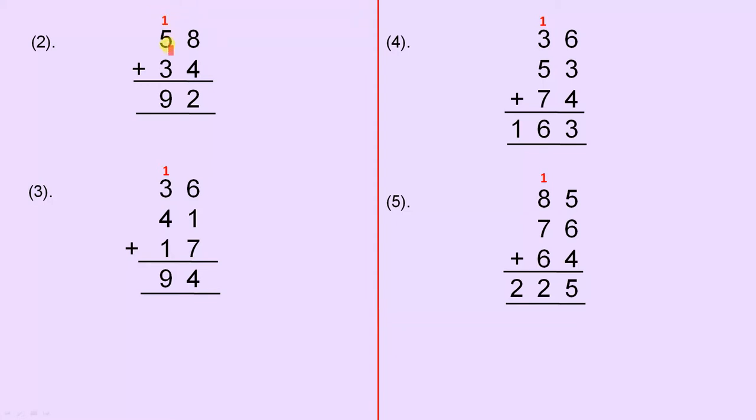See? So how many longs do we have in this column now? Or how many 10s? 1 plus 5 is 6. 6 plus 3 is 9. So we've got 9 tens and 2 ones, and the answer is 92. Next example, 36 plus 41 plus 17.